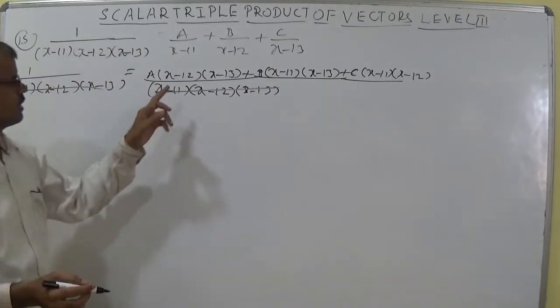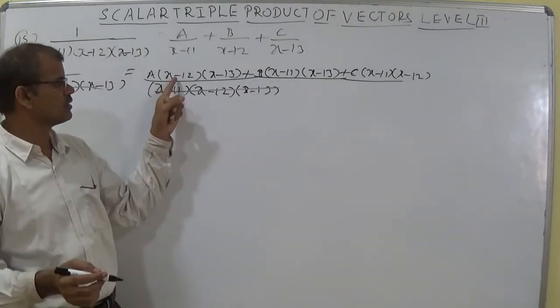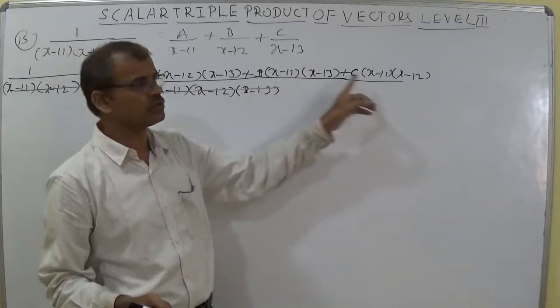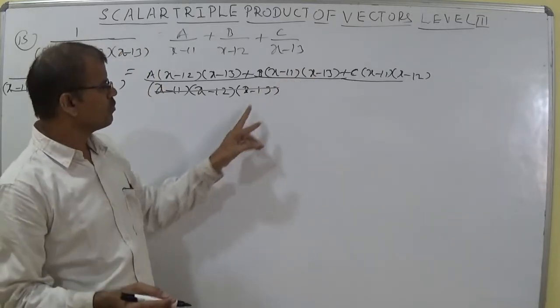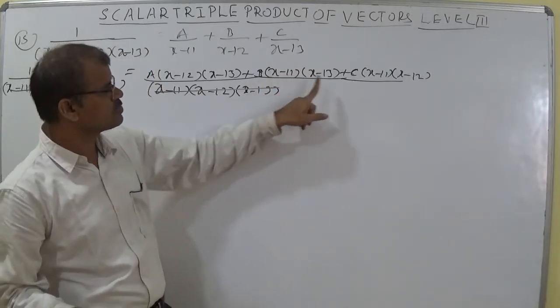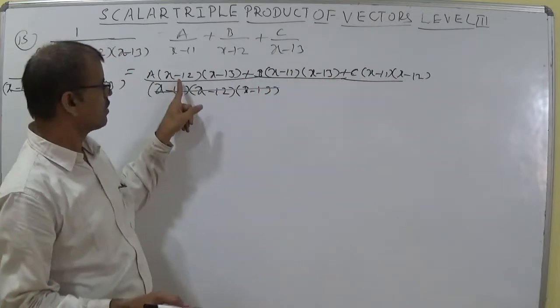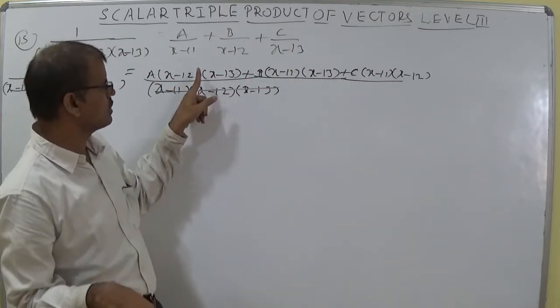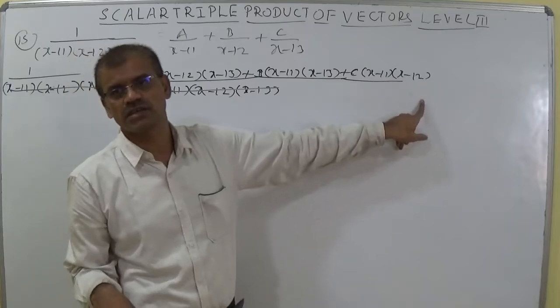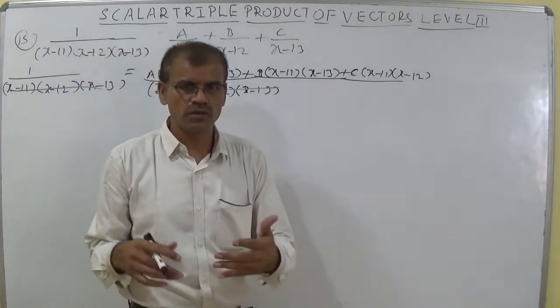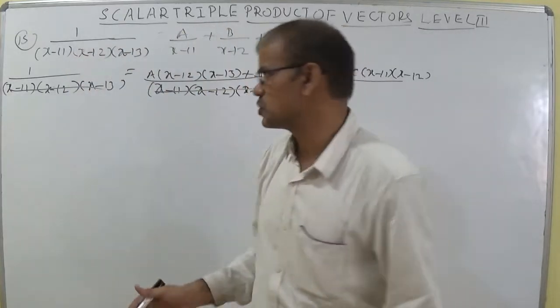Using the values, once you put x equal to 12, this becomes 0 and this becomes 0, and you will get b. If you put x equal to 11, this becomes 0 and this becomes 0, you will get a. If you put x equal to 13, this becomes 0 and this becomes 0, you will get c. Like that you should put the value wherever the function becomes 0.